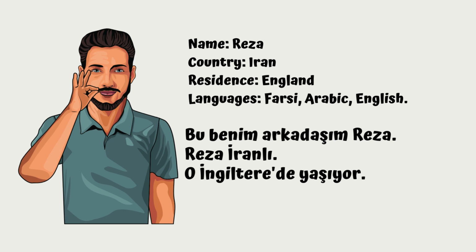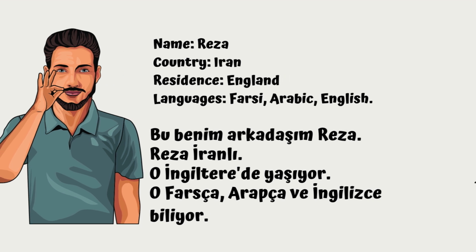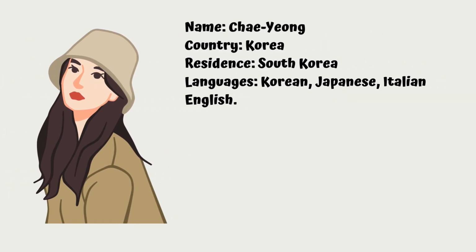And we're going to say he speaks Farsi, Arabic and English. Yep. O Farsça, Arapça ve İngilizce biliyor. Well done. So we have another person. This is the information. This time I'm not gonna help at all. And you're gonna write your own short paragraph following the same structure. You can stop here if you want to.